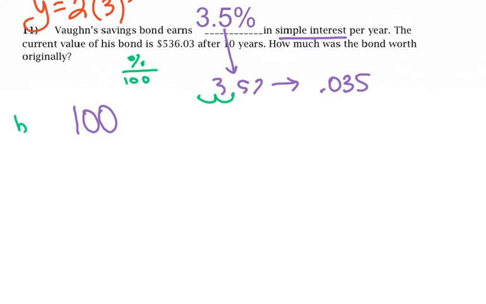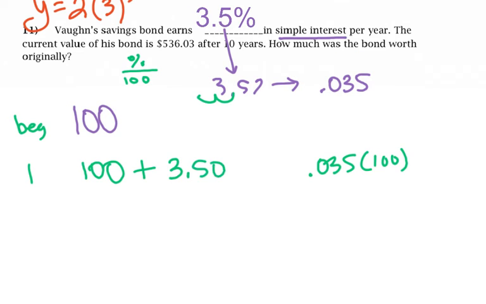So this is at the beginning. And so at year 1, you would take your $100 that you already have, plus you would get 3.5%. So what is 0.035 times 100? It's $3.50. And so you would get a grand total of $103.50 in your bank account.